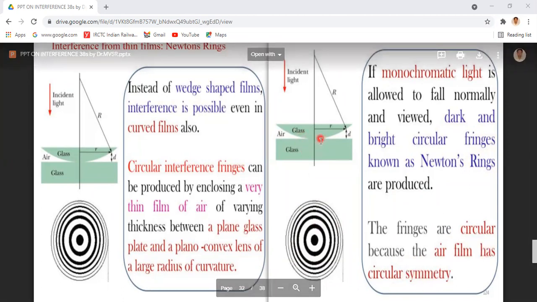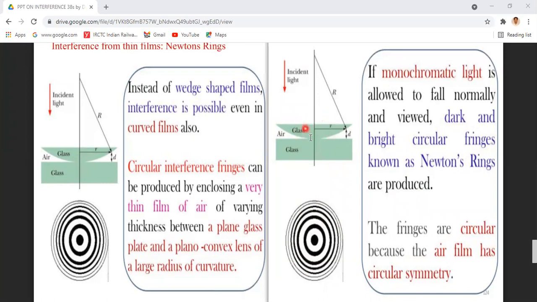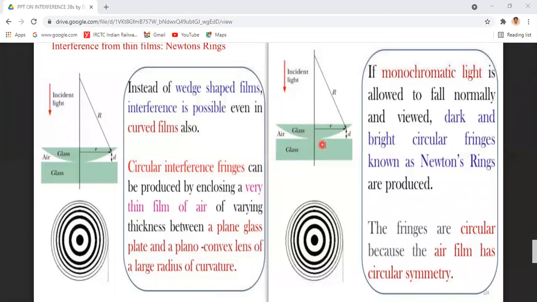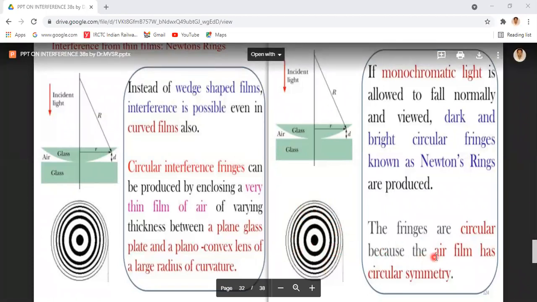Around this point of contact there is a symmetrical air film in circular shape; the locus of all points having the same thickness is a circle. If we observe from the top view, around this point of contact the air film is in the form of concentric circles. So concentric circles are produced, bright and dark rings are formed. The fringes are circular because the air film has circular symmetry.